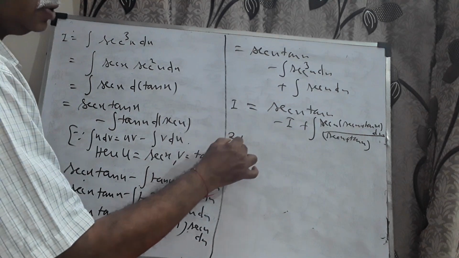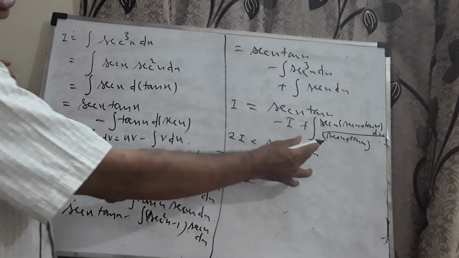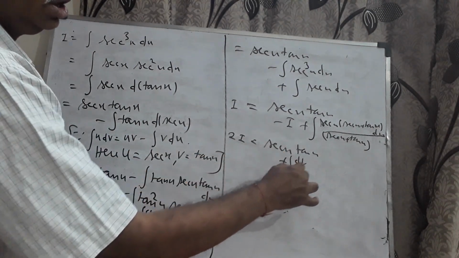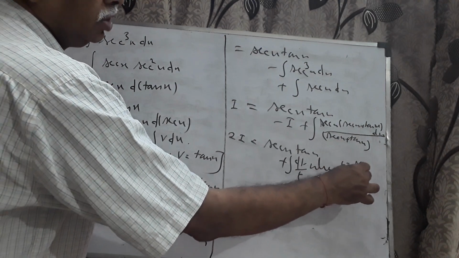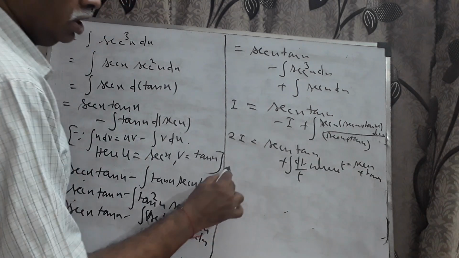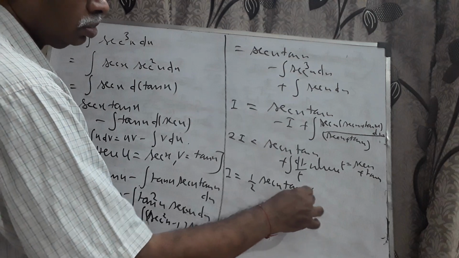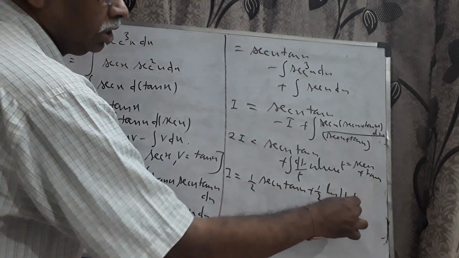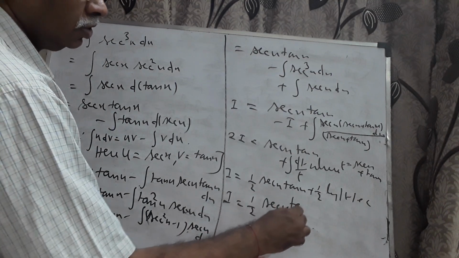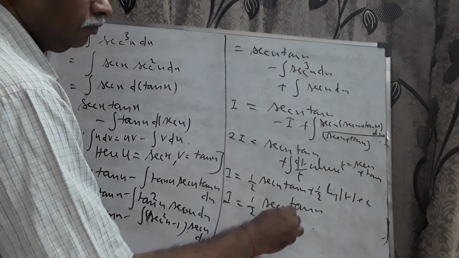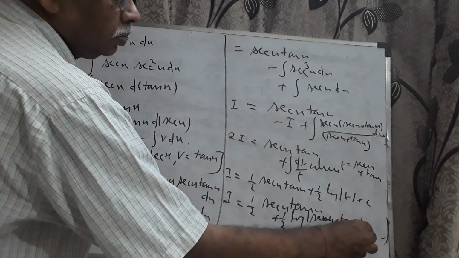Now for bringing I to this side, 2I is equal to secant x tan x plus, here if you look at it carefully, it is of the form integral dt by t, where my t is the denominator, secant x plus tan x. Therefore, I need only I. It is half secant x tan x plus half log mod t plus c. Therefore, I will be equal to half secant x tan x plus half log mod secant x plus tan x plus c.